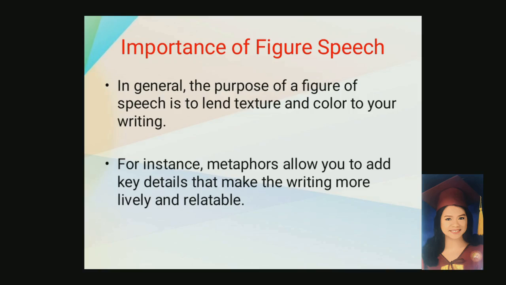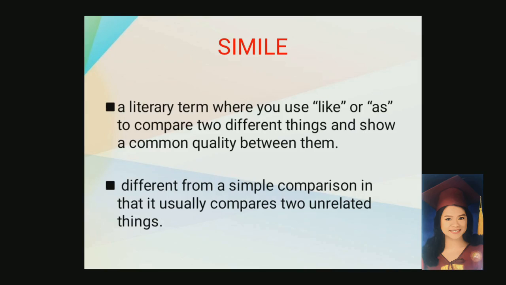As with all things worth knowing, different types of figures of speech have their own names. We are now turning our attention to the first figure of speech, which is simile. Simile is a literary term where you use like or as to compare two different things and show a common quality between them. Simile is different from a simple comparison that usually compares two unrelated things. With simile, you express that one idea or concept shares similarities with another.